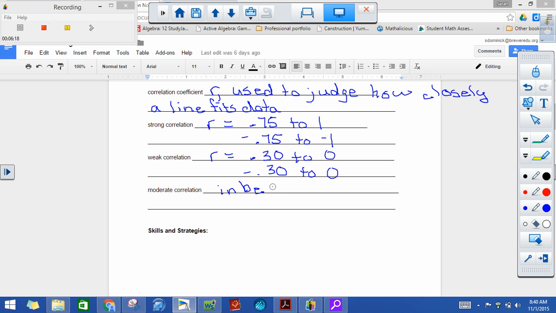Okay? Why you need to know this is because in your homework, I'm going to ask you to interpret correlation coefficients, and this is what you'll have to do. If it's between 0.75 and 1, you'll tell me it's a strong correlation, things like this. So this would be a strong positive, right, because it's positive numbers. Strong negative. This would be a weak positive. This would be a weak negative. Okay?